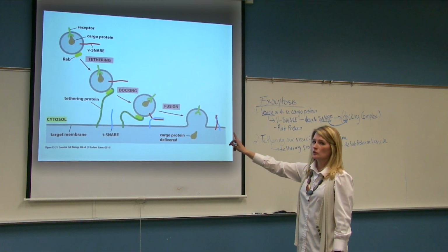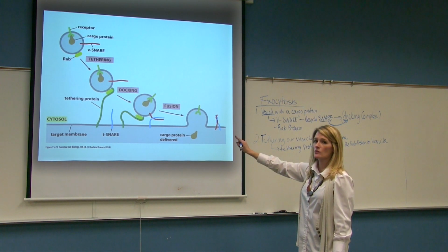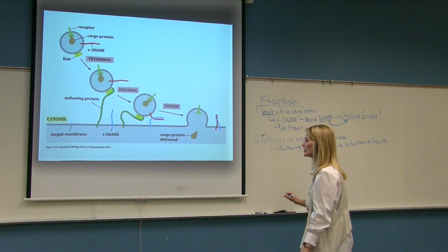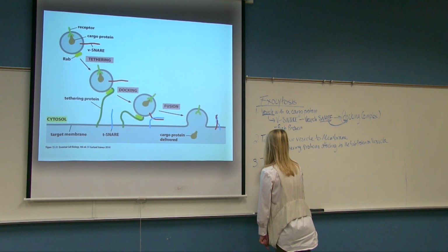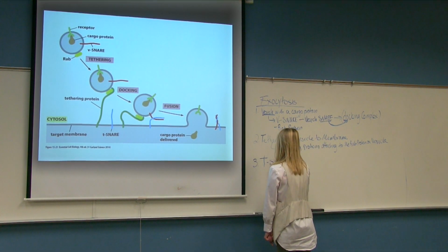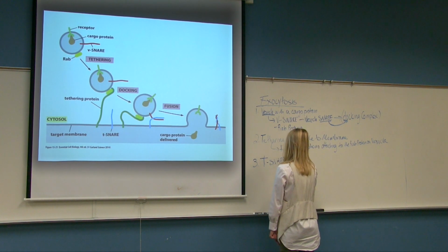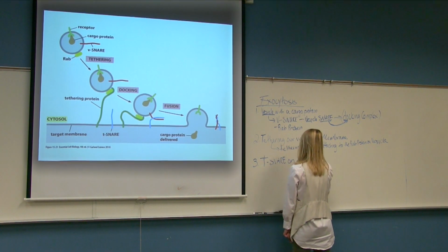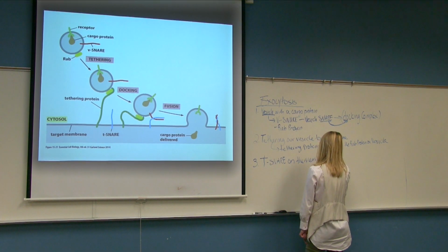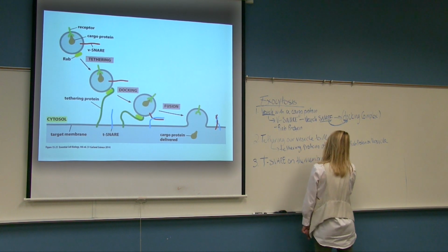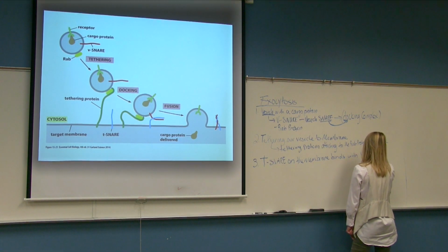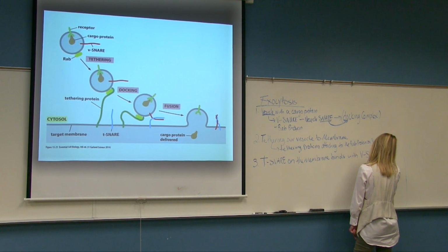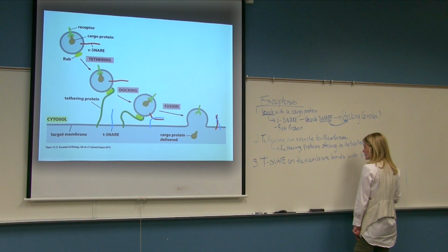From there, we see our little blue T snare. Here comes another major component in our snare complex, right? So the third thing, our T snare on the membrane binds with the V snare on the actual vesicle.